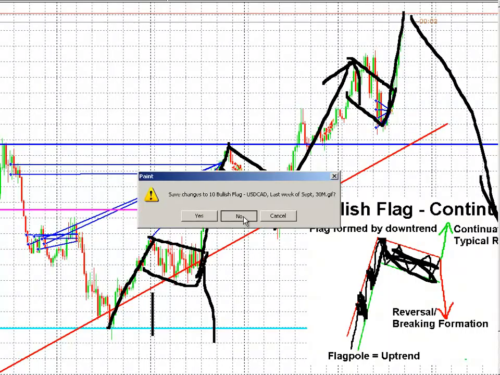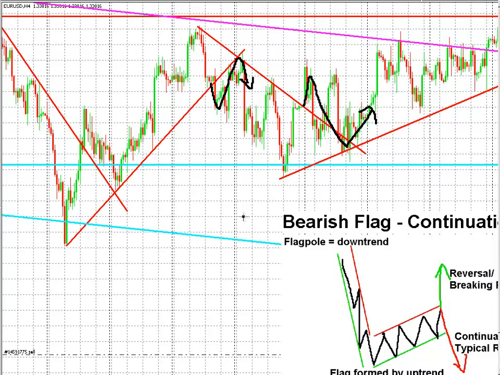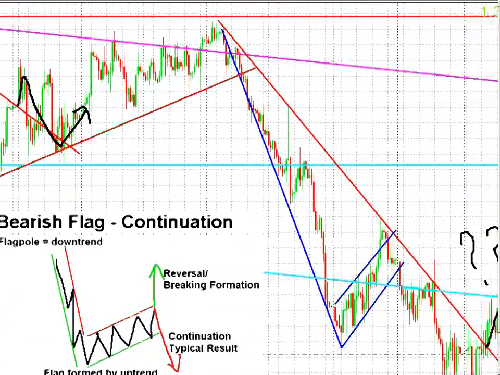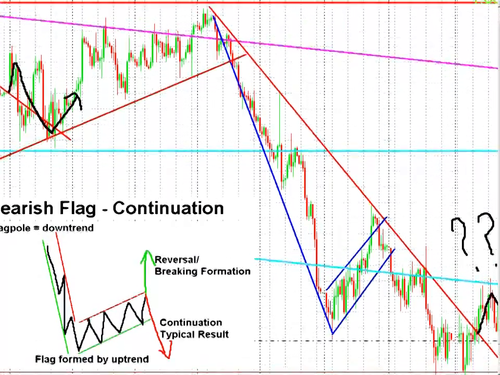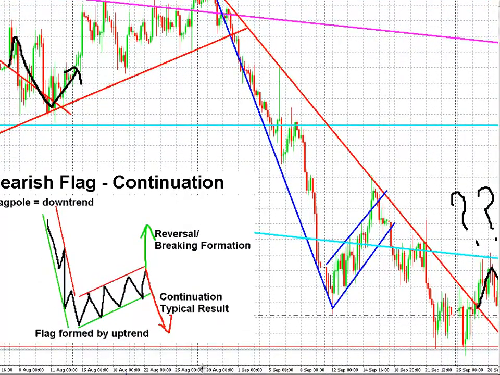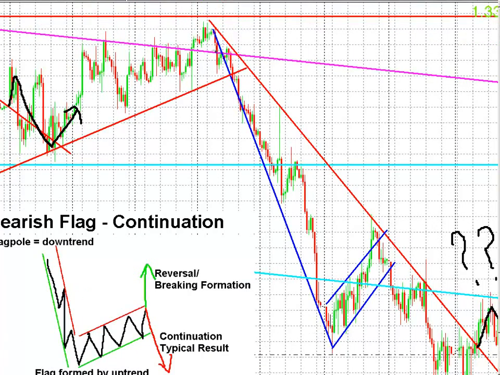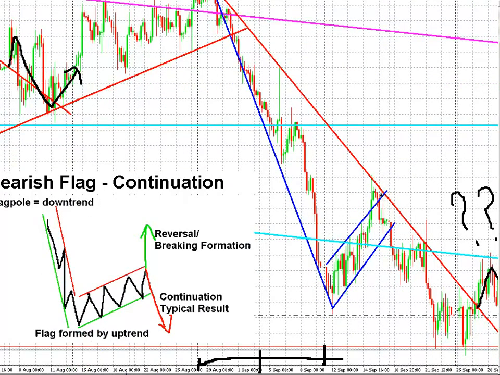So I did bullish flags. Now this is a bearish flag, Euro USD. These are 4-hour charts, and this is from July to October. And here's a big one. So it went down, and each of these dotted lines represents 1 week. The flagpole formed for 2 weeks, then it consolidated for 1 week, and then it went back down.